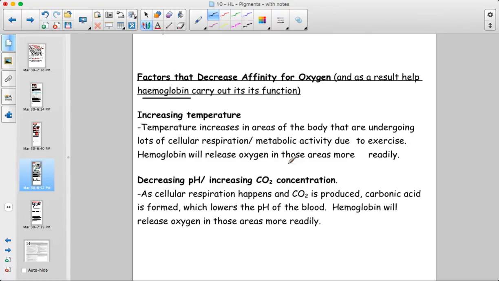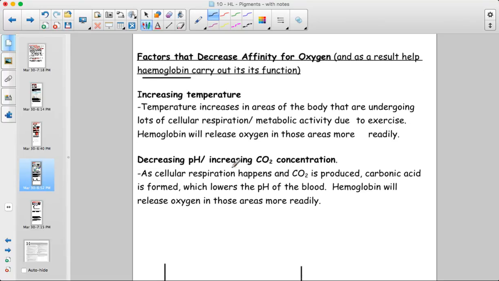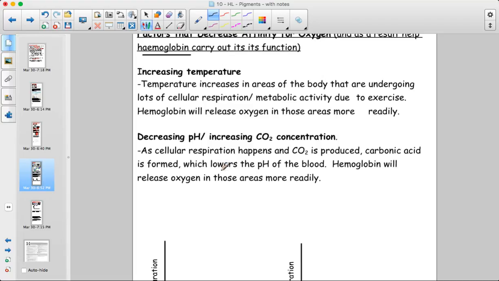And so hemoglobin is naturally going to release oxygen in the areas that need it most, that have just been doing a lot of respiration. The other one is decreasing pH or increasing CO2 concentration. Again, cellular respiration means more CO2 is produced, which leads to more carbonic acid being produced, which lowers the pH. So these two things go hand in hand. Again, hemoglobin doesn't bind to oxygen as well when it's in a place with more CO2 and lower pH.